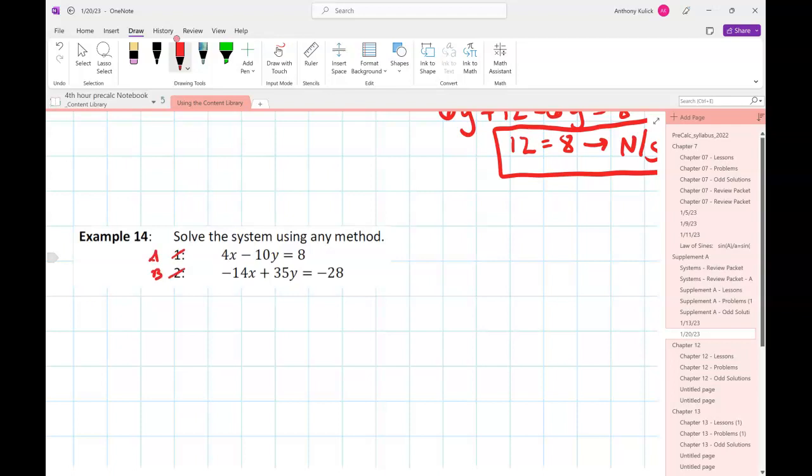So, if we're going to eliminate, which variable would you like to eliminate? X's or Y's? Does it matter? Yeah. Which one would I pick? I'd probably pick the X's because the numbers are a little bit smaller for the X's. So let's eliminate the X. What would I have to multiply equation A and B by, to eliminate the X's?